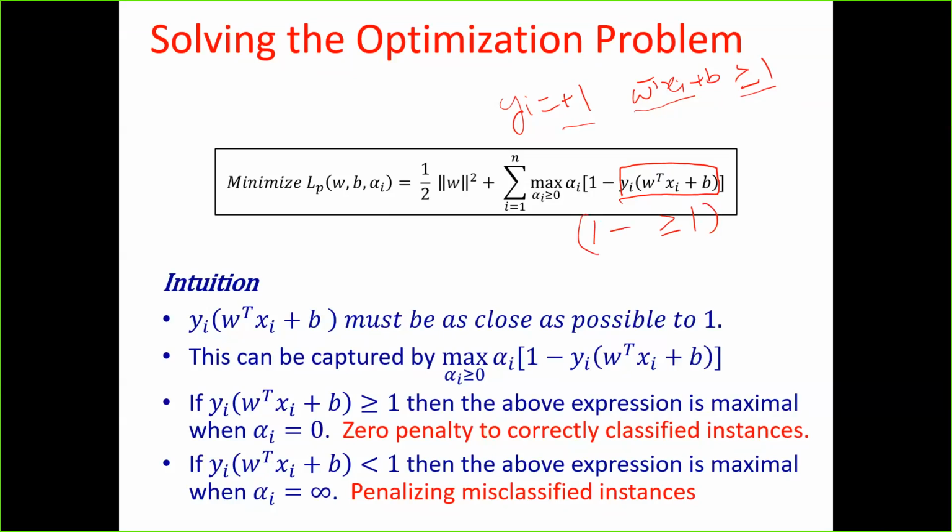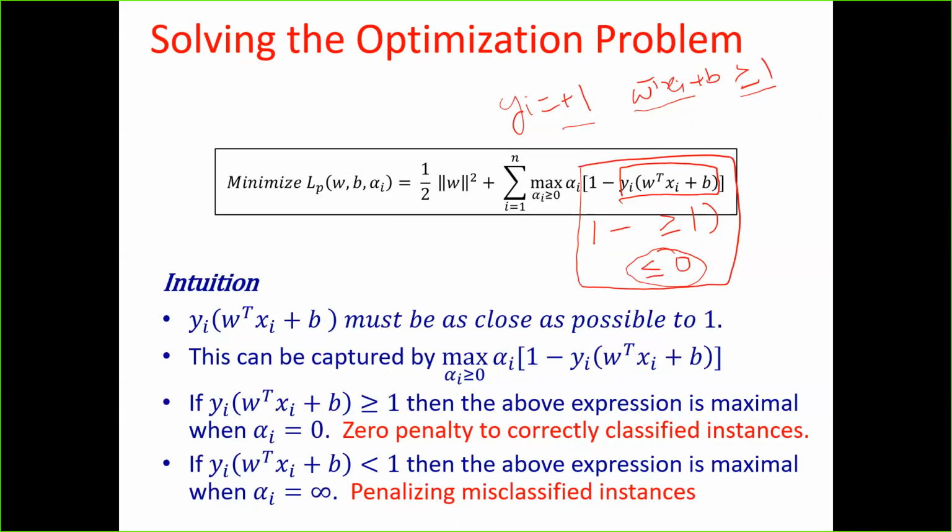Some positive value, so less than or equal to 0. Negative, am I right? When you subtract 1 minus some value which is greater than or equal to 1, the resultant is less than or equal to 0. Okay. So this is less than or equal to 0.